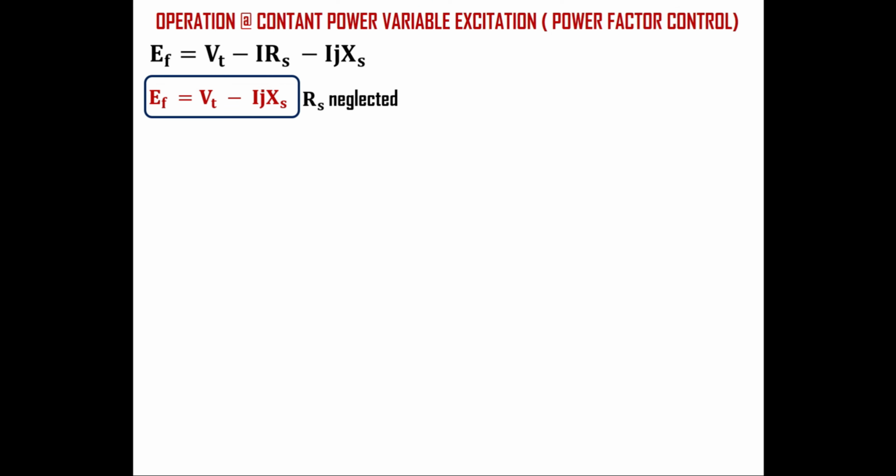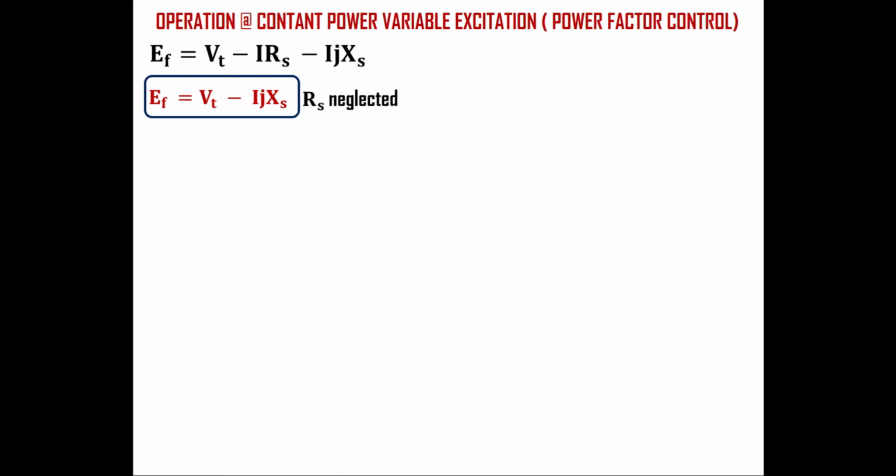Okay, let's see this power factor control of synchronous motor in detail by analyzing the operation at constant power, variable excitation. Let's take the same equation, EF is equal to Vt minus I Rs minus I j Xs. In this equation, usually Rs will be lesser when compared to Xs, so it can be neglected and the equation becomes EF is equal to Vt minus I into j Xs.